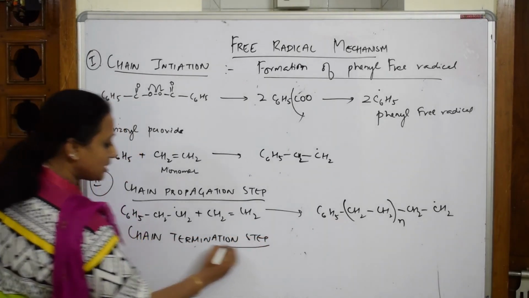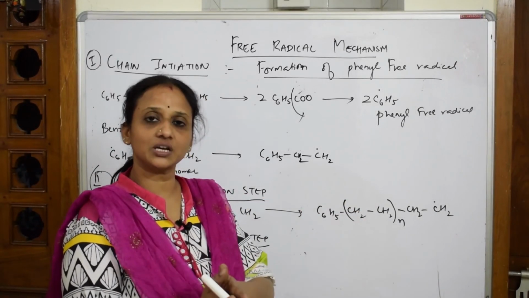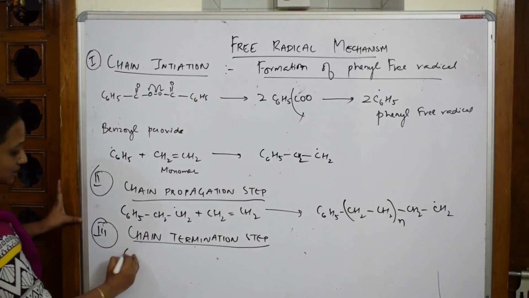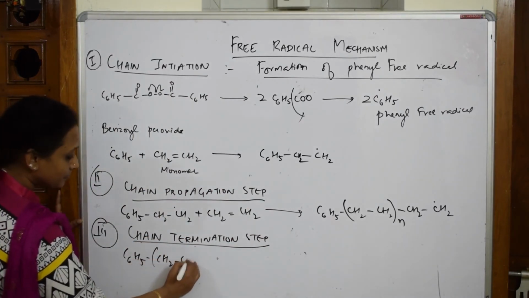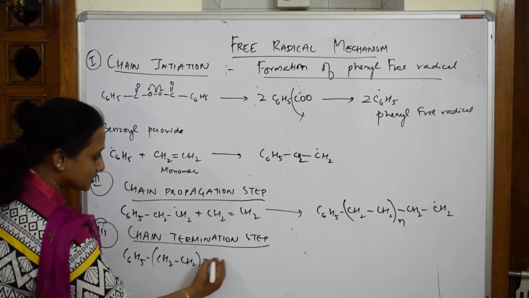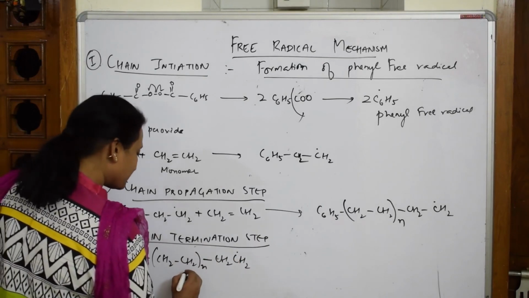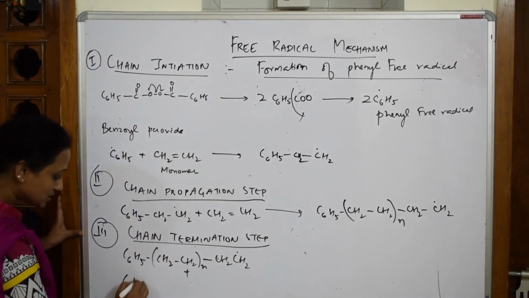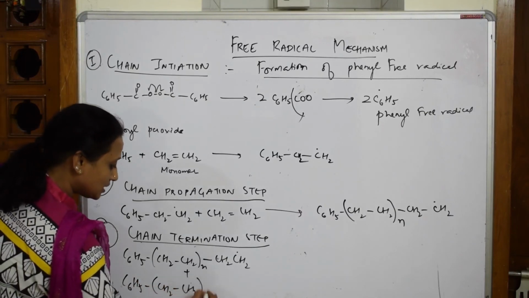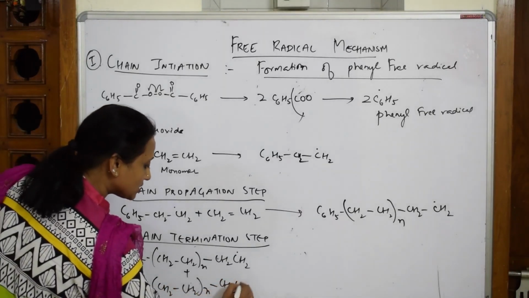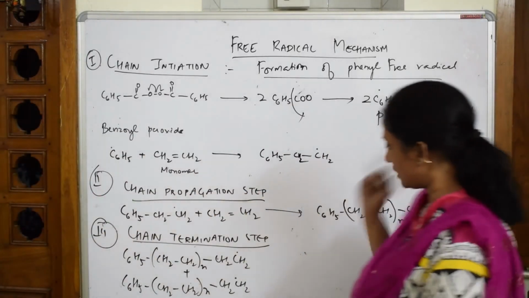Now observe carefully. In chain termination, two free radicals are going to combine together. I am copying the same C6H5, that repeating unit, CH2, CH2 taken n times, and CH2 free radical, plus I am going to write one more C6H5, CH2, one more CH2. Again, I am repeating the same unit, CH2 free radical. These two will join together.